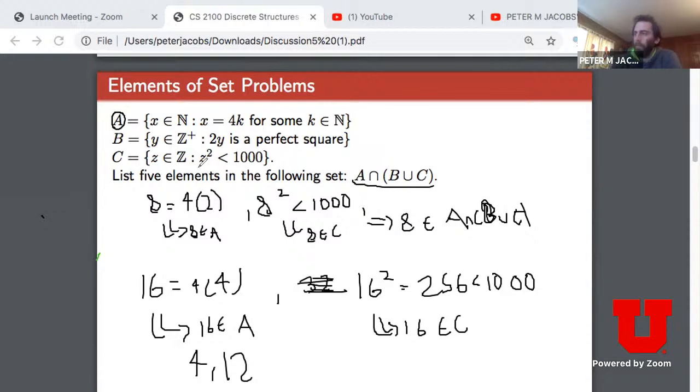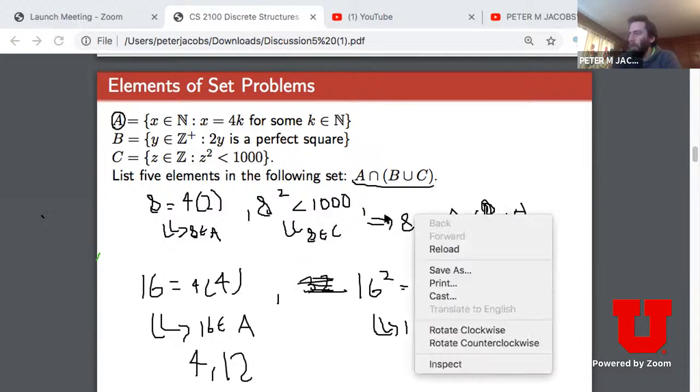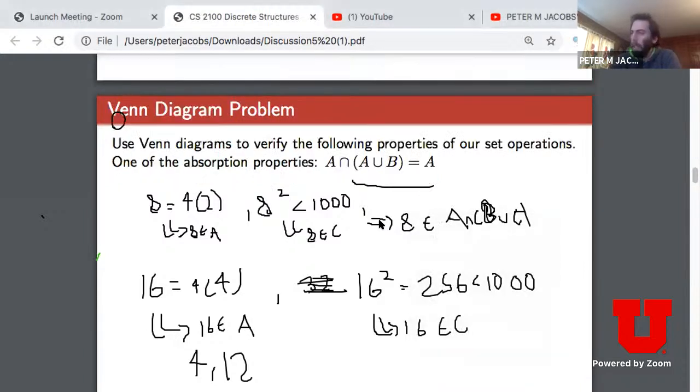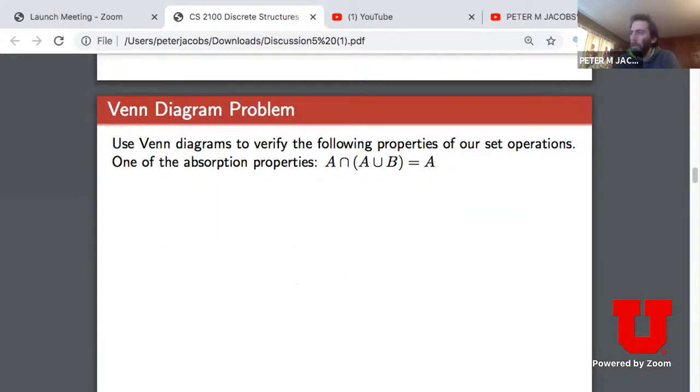All right. Here's the next one. Use Venn diagrams to verify the following property of set operations. A intersection A union B is equal to A. So take a couple minutes and then we'll do it.